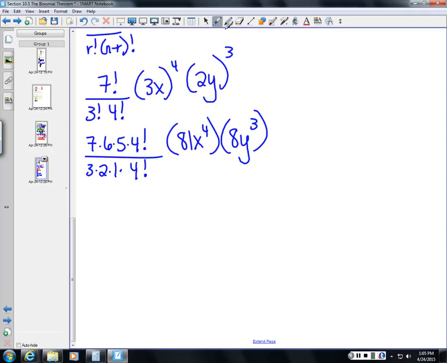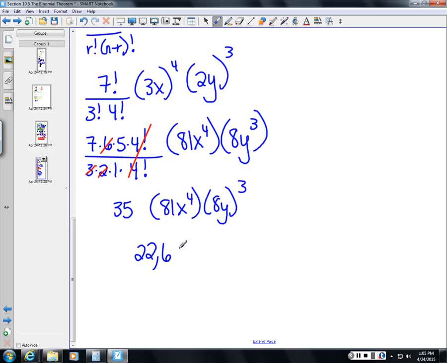So let's finish this problem out. The 4's cancel. We can say this 3 and this 2 cancel out the 6. So that's going to leave me with 35 times 81 x to the 4th times 8y cubed. And 35 times 81 times 8 will give me 22,680 x to the 4th y cubed.